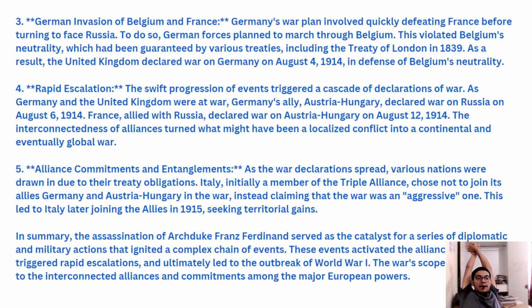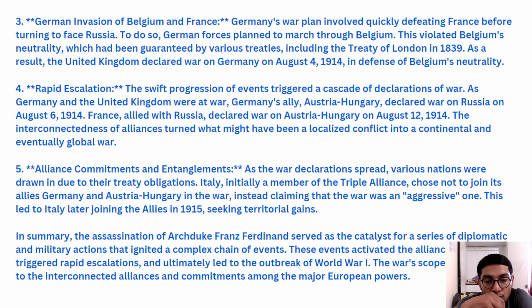Okay, they violated Belgium's neutrality, which to do so German forces planned, leading to rapid escalation. The swift progression of events triggered a cascade of declarations of war. As Germany and the United Kingdom were at war, Germany's ally Austria-Hungary declared war on Russia, and on August 6, 1914, France, allied with Russia, declared war on Austria. The interconnectedness of alliances turned what might have been a localized conflict into a continental and eventually global war.